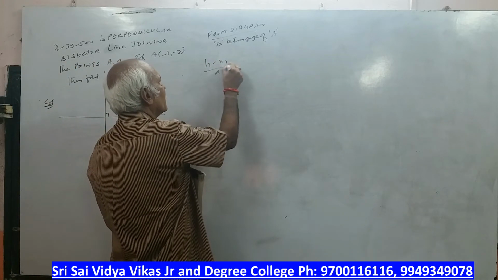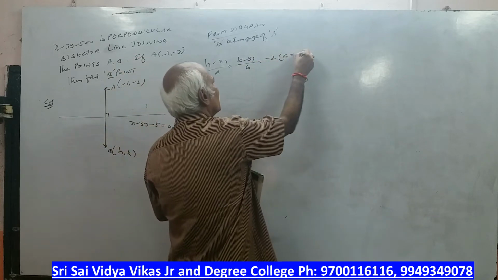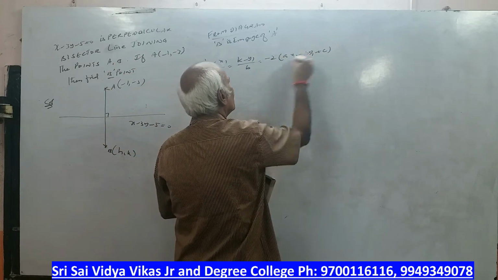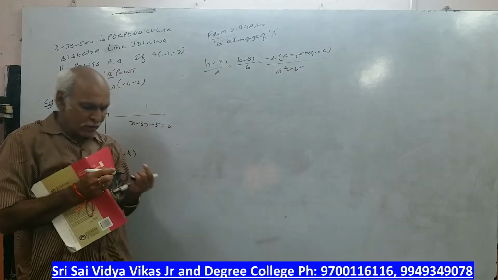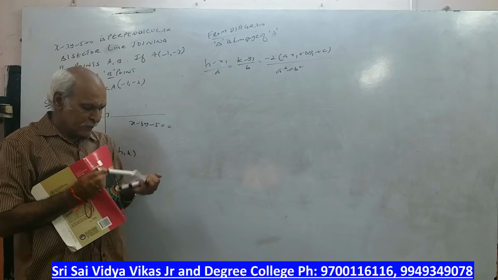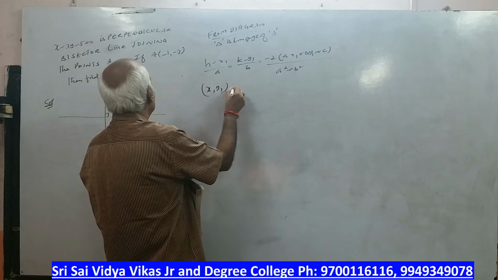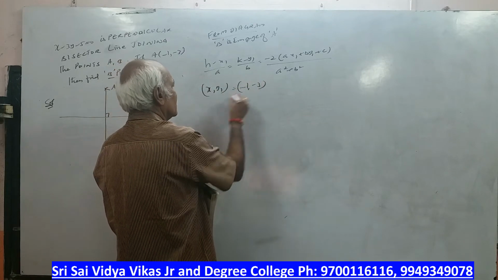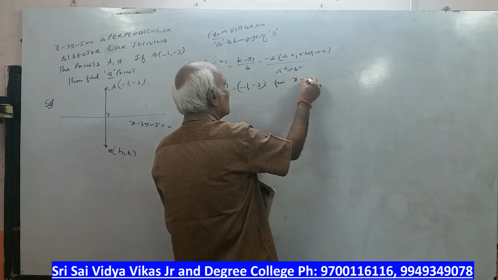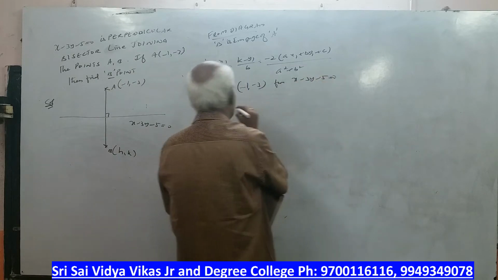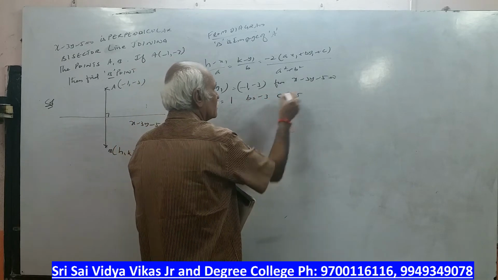H minus x1 by A, K minus y1 by B, equals minus 2 into ax1 plus by1 plus c by a square plus b square. Okay, a square plus b square. Here, what is x1 y1? Minus 1 comma minus 3. What is the a value? What is the line? A is equal to 1, B is equal to minus 3, C is equal to minus 5.